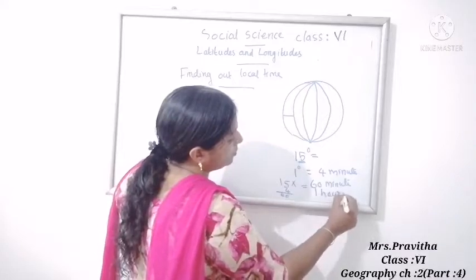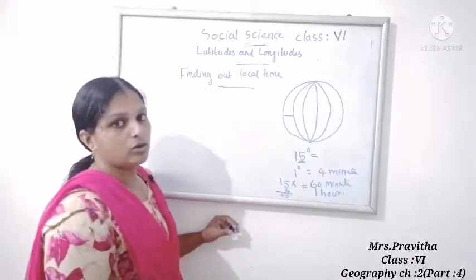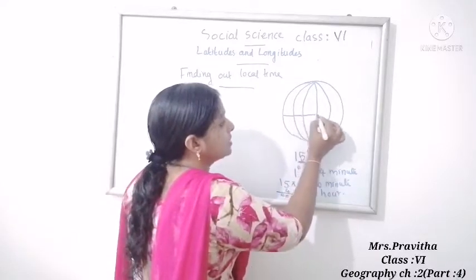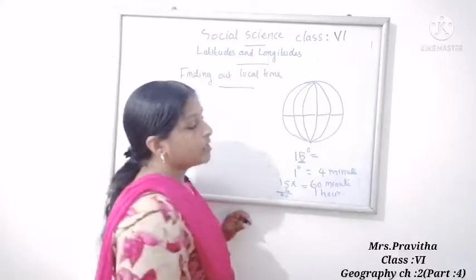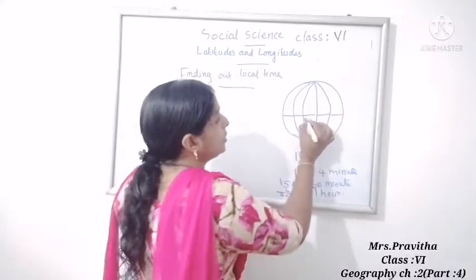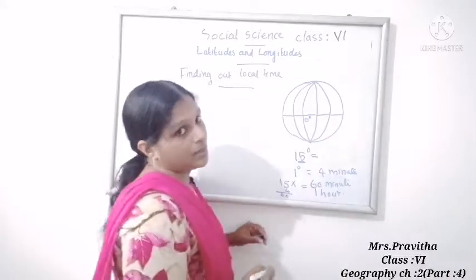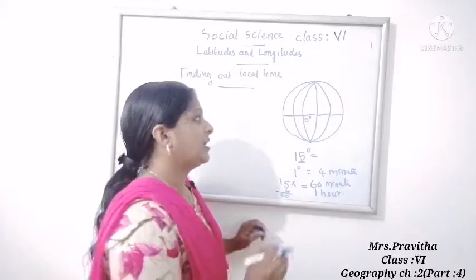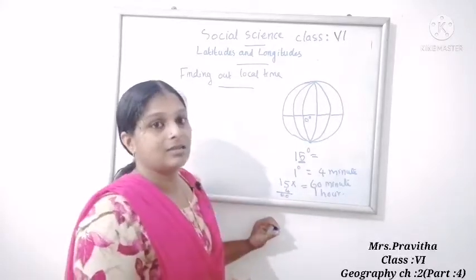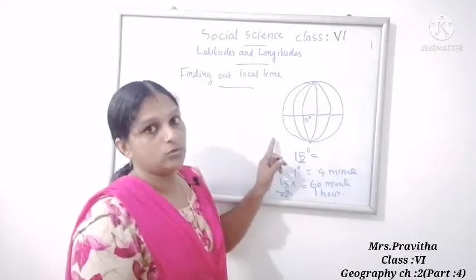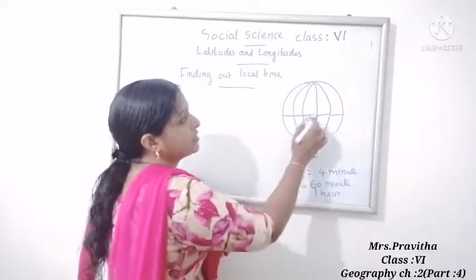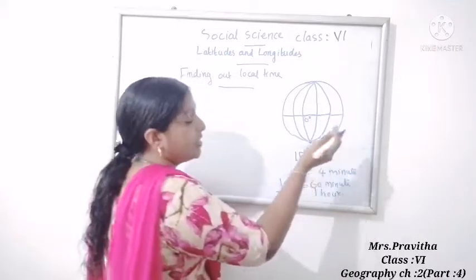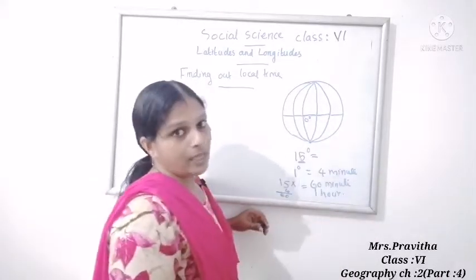So what about the distance between each longitude? 15 degree means 1 hour. So each longitude difference is 1 hour. I taught you 0 degree longitude is known as the prime meridian or Greenwich line. So time is calculated based on longitudes, on how far a place is from that longitude.